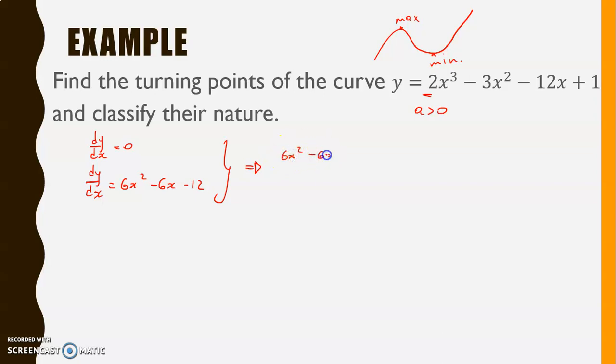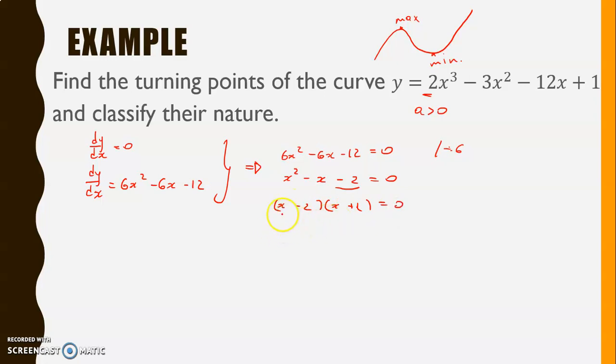6x squared minus 6x minus 12, we know it has to be equal to 0. So now let's find those values of x for which this is equal to 0. What I would do is divide everything by 6 to simplify this equation. So x squared minus x minus 2 equals 0. Now we have to factorize. For minus 2, we have to find two numbers that multiplied together give us minus 2, and when added give minus 1. These are minus 2 and 1.